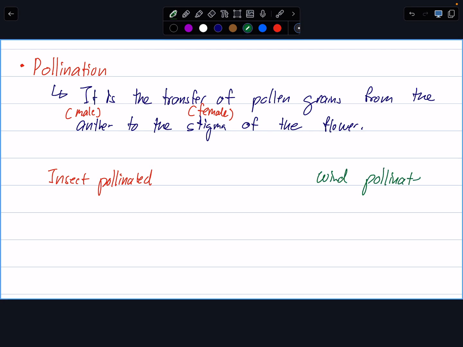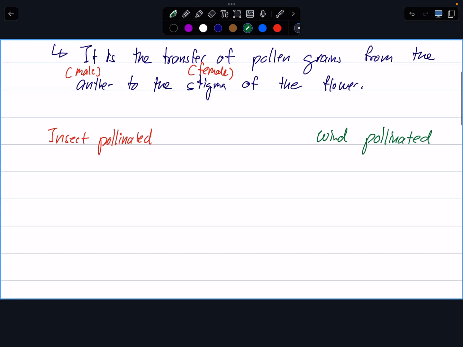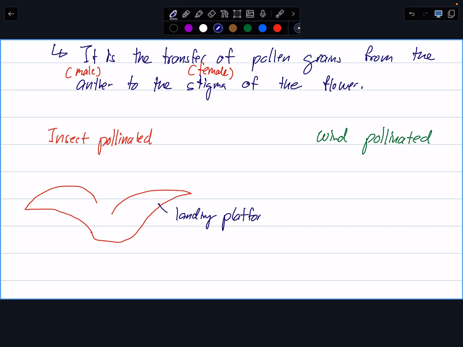So what are the differences? Let's talk about insect pollinated. For insect pollinated, you typically have very big petals. Okay, you have big petals because they serve as landing points or landing platforms for your insects to land on. And they typically are very sweet smelling and they have nectar. This is to attract the insects like bees and butterflies to visit the flowers.